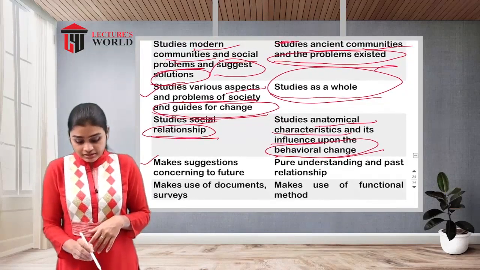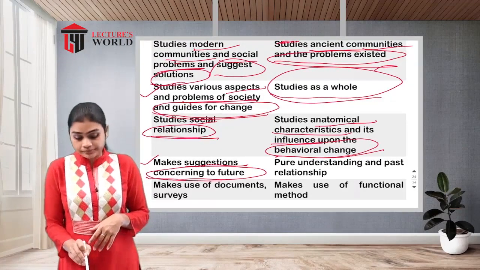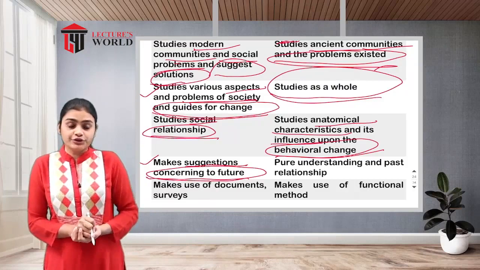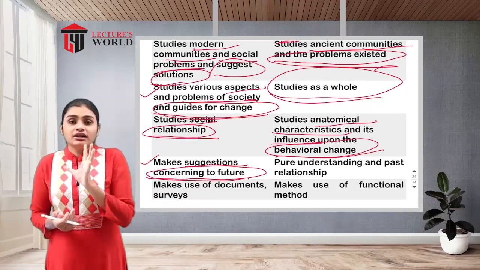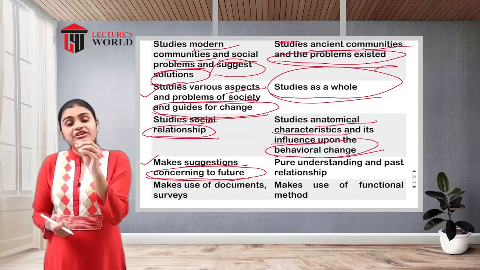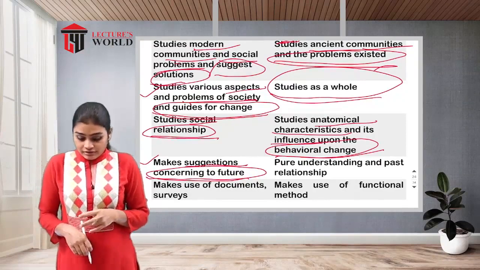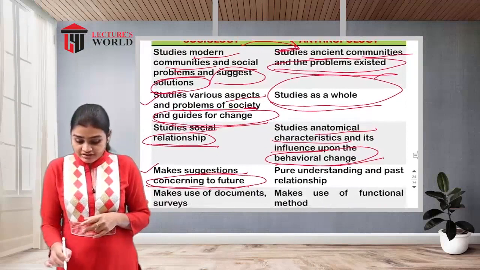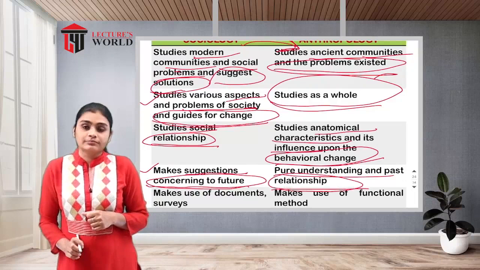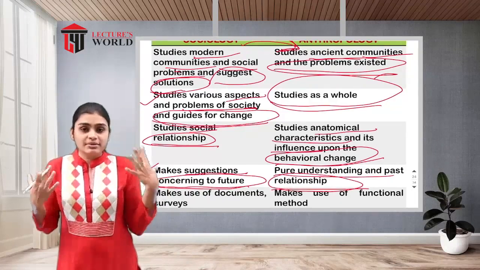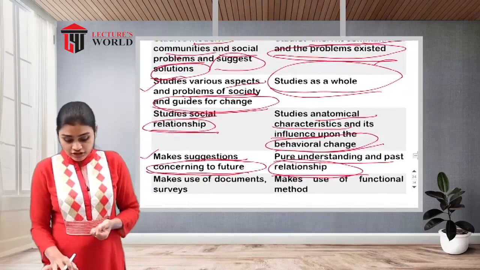The next is makes suggestions concerning the future. Sociology is going to make some suggestions concerning the future, to improve the future or to prevent problems in the future. Whereas anthropology is based on pure understanding and past relationships. On the basis of what has already occurred, we develop the understanding. So that is anthropology.